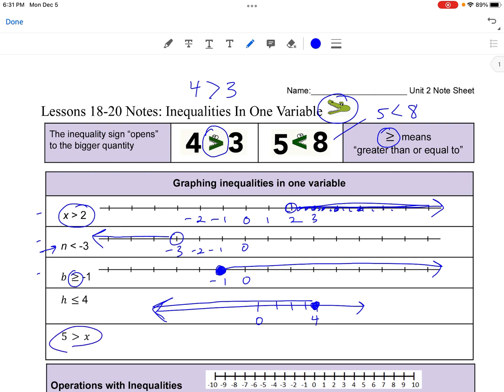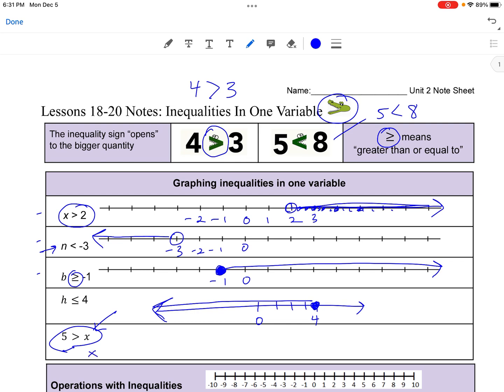Now this one has the x on the other side. When you're reading an inequality, you should always read it out loud or in your mind from the perspective of the variable. So I would say here, x is less than 5. It's mathematically correct to say 5 is greater than x, but it's going to make more sense for us in terms of doing the graph if we read it from the perspective of a variable.